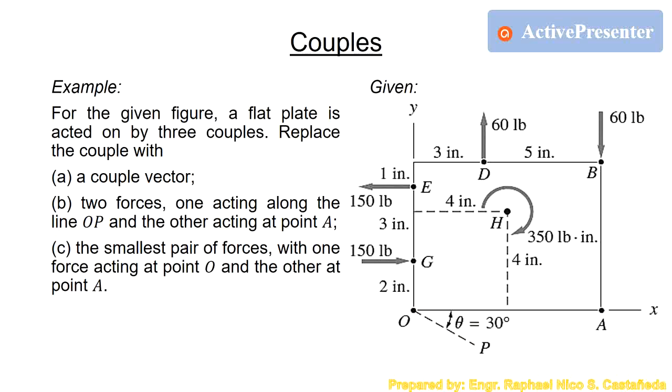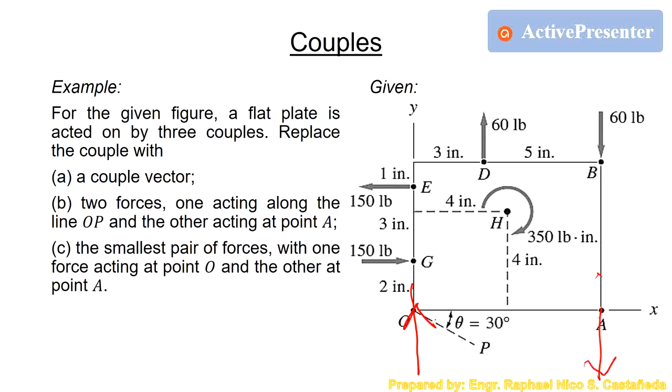For letter C, if you want the smallest forces, remember couple equals force times D. It is a product of force and distance. If you want the force as small as possible, we want D as big as possible. The two forces are acting at point O and point A. So that the forces may be as small as possible, the largest possible D is this one, which equals 8 inches, because that is the farthest distance from point O to point A. Meaning we just want the forces to be something like this.